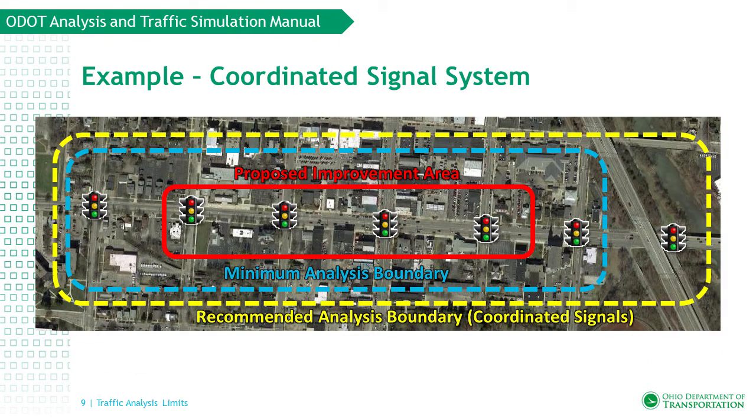A corridor in Ohio has 7 coordinated signals. 4 of the intersections are being evaluated for capacity and safety improvement. Per the guidelines, only the 4 intersections plus the 2 adjacent signalized intersections would be required to be included in the analysis. However, because the intersections are part of a coordinated signal system, the 7th signal should also be included in the analysis to accurately model the formation of vehicle platoons along the corridor.